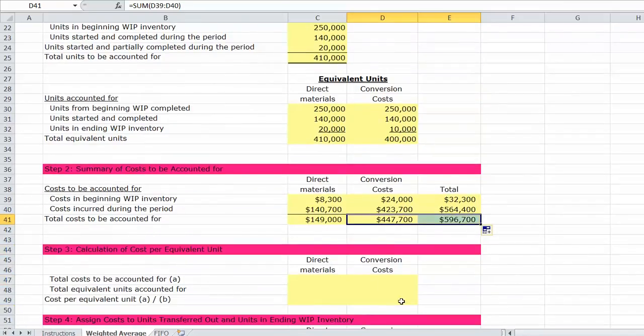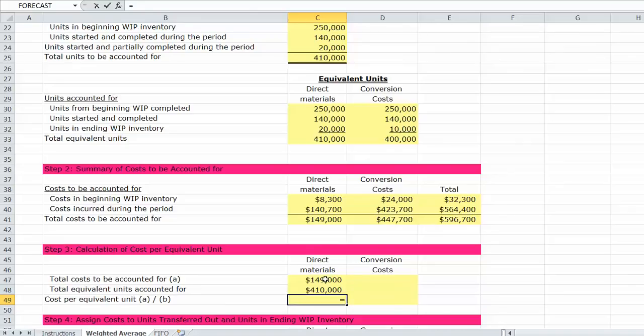The third step, calculate a cost per equivalent unit. We've got 149,000 in cost for direct materials. We've got 410,000 equivalent units, so the cost per equivalent unit is 149,000 divided by 410, and again that should be units, no dollar sign right there. So 410,000 units at an equivalent cost per unit of 0.363. We can copy those over for our conversion costs.